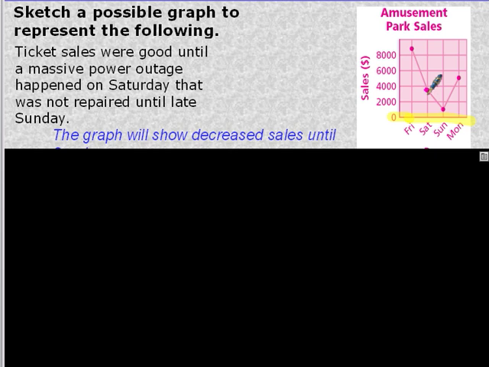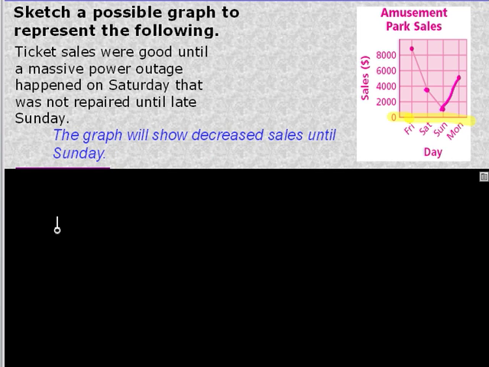which is here. I don't know, it looks like this is kind of shifted over. It looks like you should probably have this over on Saturday. The power outage happens and then you start to decrease, and then Sunday it gets repaired, and then your ticket sales and your profits start to go up. So you could probably reason out what a graph might look like for this situation. The graph showed decreased sales until Sunday. That's the bottom line.